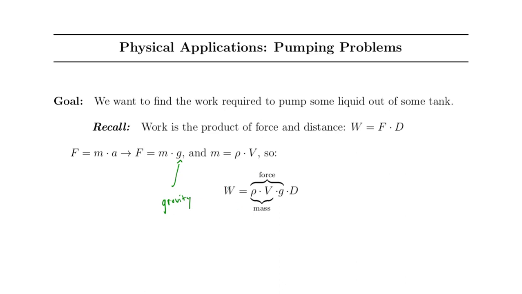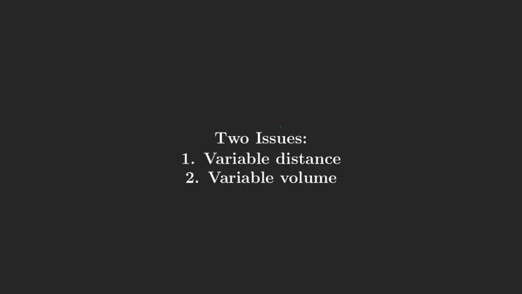So our work is really force times distance, yes, but since force is actually mass times gravity, and our mass is actually density times volume, we have density times volume times gravity times distance. That's really what work is. Now we can see what the issue, or maybe issues, are going to be here. There are two issues that I can see right off the bat. The first is that the distance, capital D, is variable.